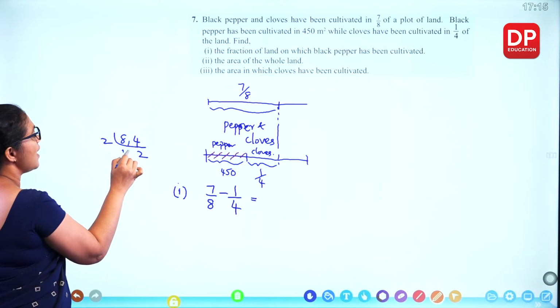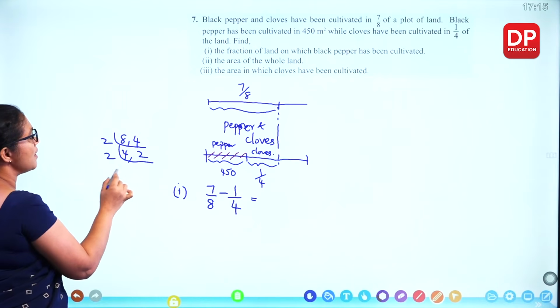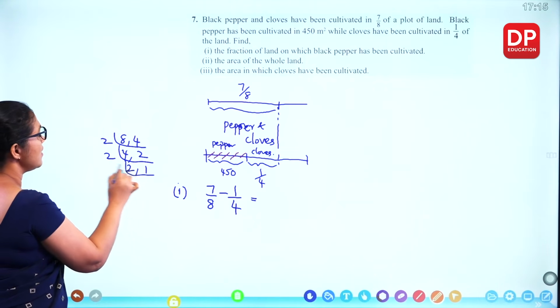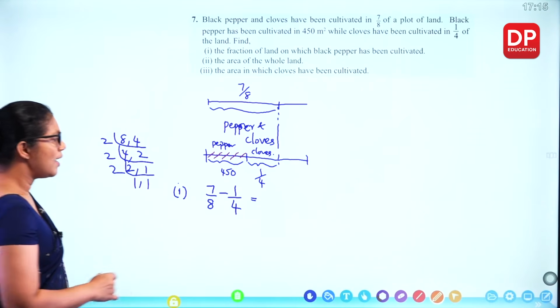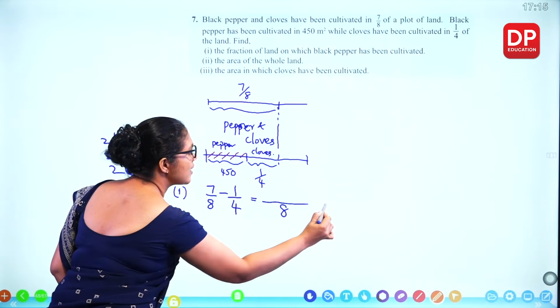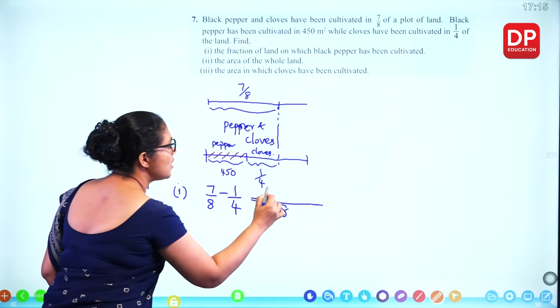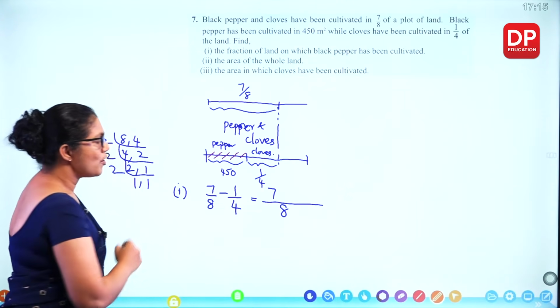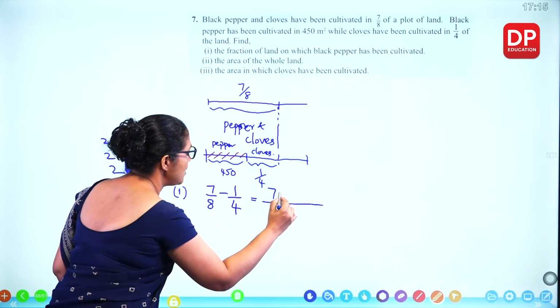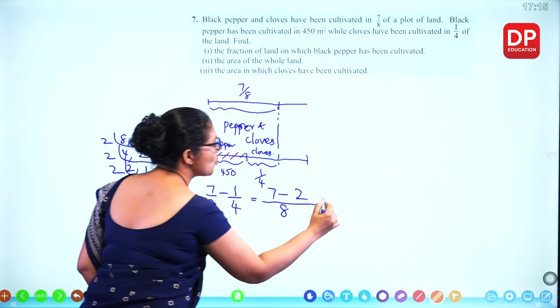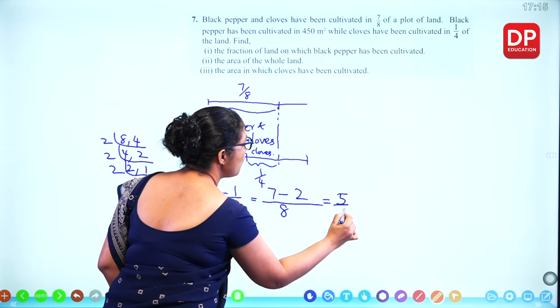You can check that by dividing. You can write 2 and 4 dividing by 2, 2 and 1 again dividing by 2. So you get 2 times 2 times 2, 8. So that means you can convert to 8. So no need to convert this one. 4 you can convert to 8 by multiplying it by 2. 2 times 1, 2. So 7 minus 2 is 5 out of 8.